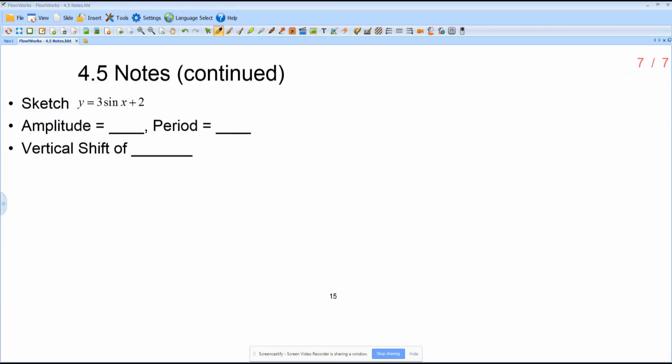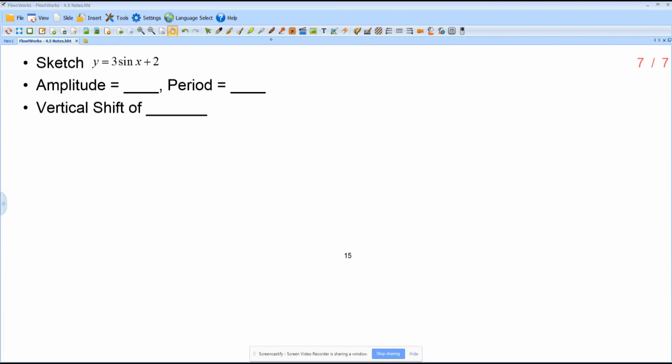So let's do another sine function. 3 sine x plus 2. Amplitude here is just going to be that absolute value, so 3. The period, there are no changes to the x. There's no coefficient of x, so just 2 pi. And in this case, the only shift I have, because this is not in parentheses, is vertical, and it means it's going up 2. That's a change in my y value.